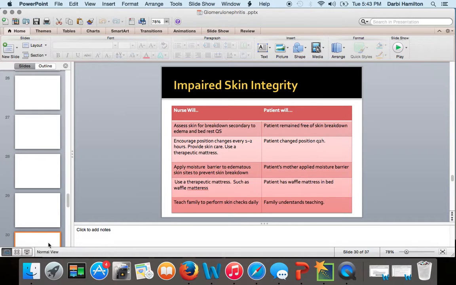And our last intervention is to teach family to perform skin checks daily. This is mostly because patients with acute post-streptococcal glomerulonephritis are mostly home-based, so family has to take care of them at home, and family understands teaching.